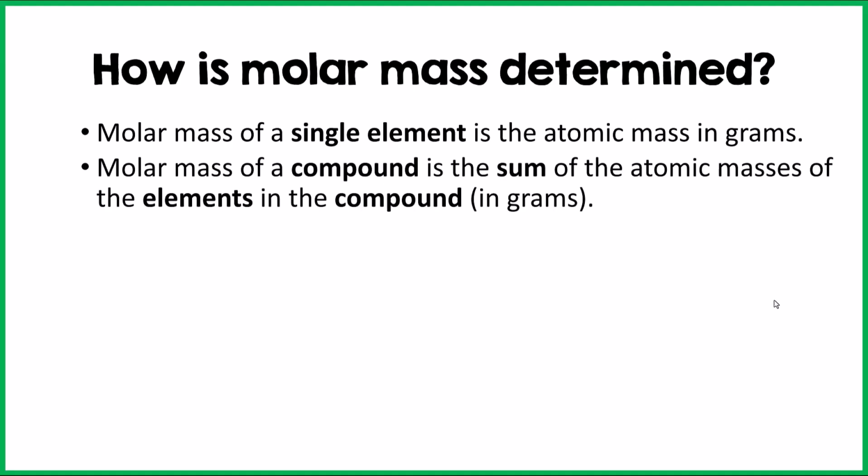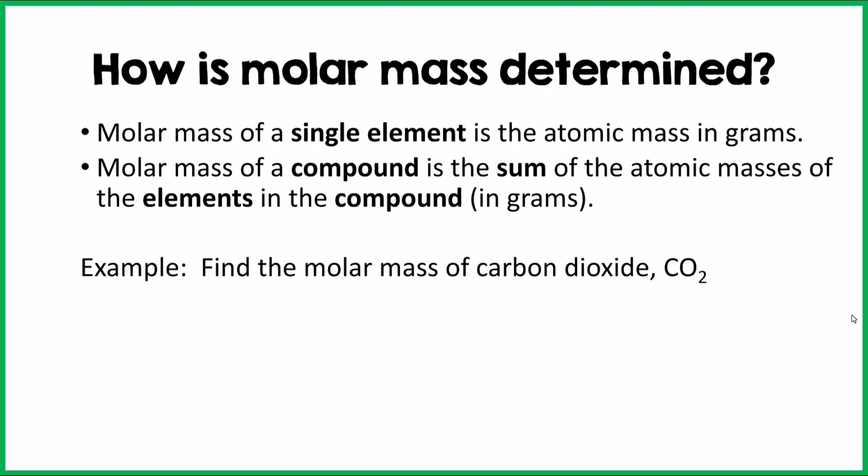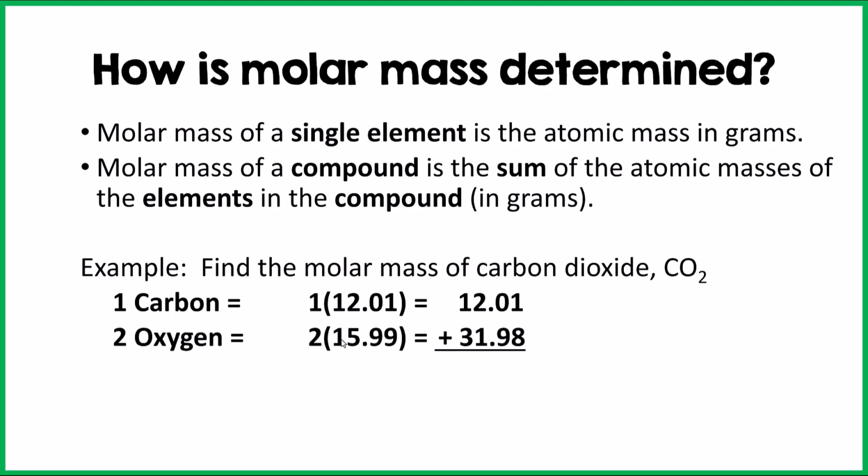The molar mass of a compound, however, is the sum of the atomic masses of the elements in the compound, also in grams for our units. So if you were asked to find the molar mass of carbon dioxide, for example, we have 1 carbon atom in this molecule and 2 oxygen atoms. So we take the mass of 1 carbon atom, 1 times 12.01 grams off the periodic table, and that gives us 12.01. There are 2 oxygen atoms, so we take 2 times 15.99, and that gives us 31.98.